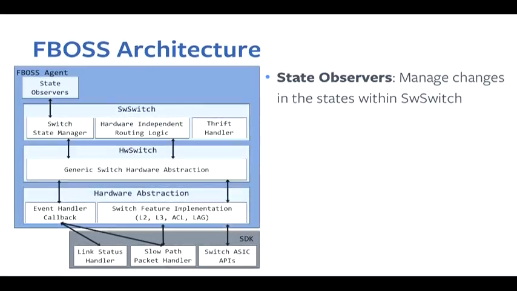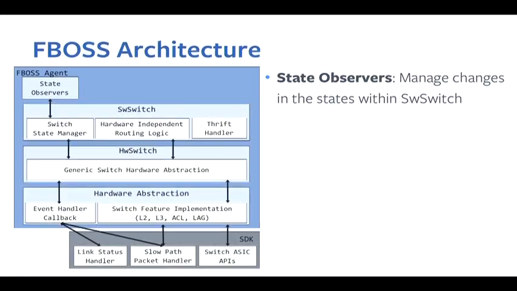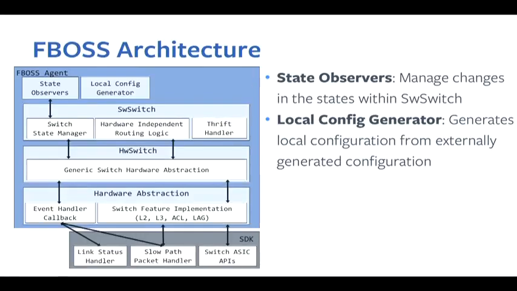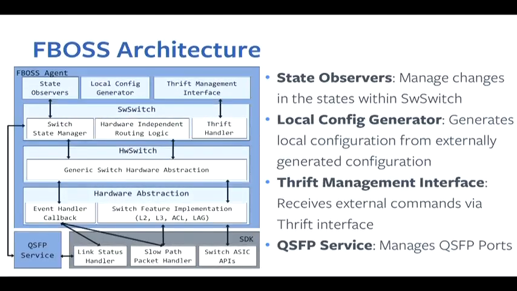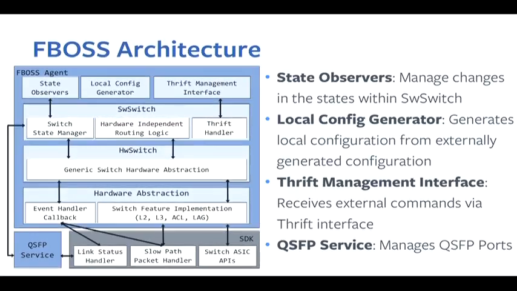Then there are components called the state observers, which monitor and manage state changes within the software switch. We will talk about the state management in more detail on the next slide. Then the local config generator and the thrift management interface are used for configuring and managing the switch. Finally, the QSFP service manages the front panel QSFP ports. This concludes a high-level overview of the FBOSS architecture.